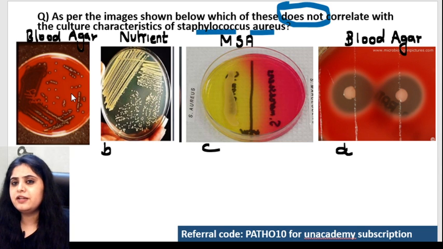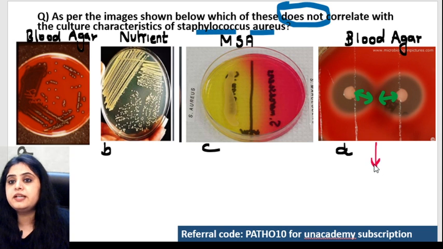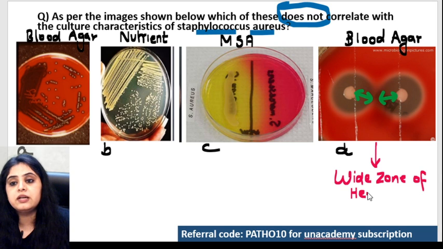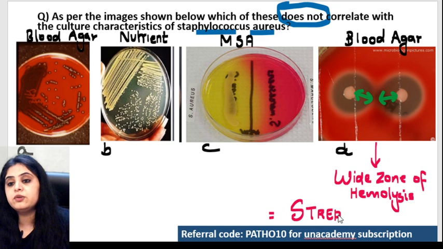In one of them, if I look very carefully, I see that okay, there is clearing, but very, very narrow. There is a narrow zone of hemolysis. Over here, the amount of clearing is a lot. There is a wide zone of hemolysis. So first I want to tell you that when we are dealing with a wide zone of hemolysis, wide zone of blood being broken down, I am not talking about Staph aureus, I am talking about Streptococcus pyogenes.